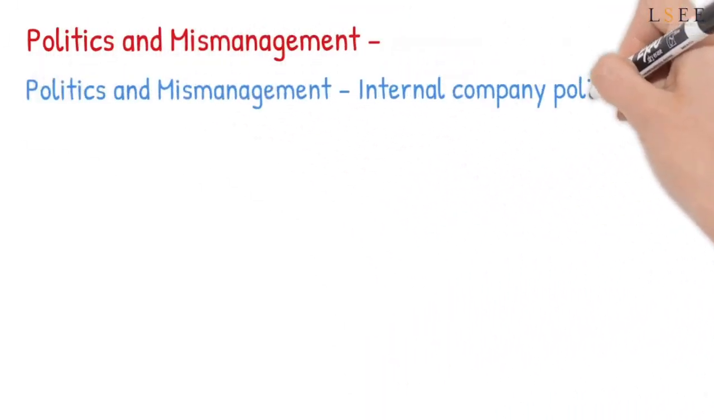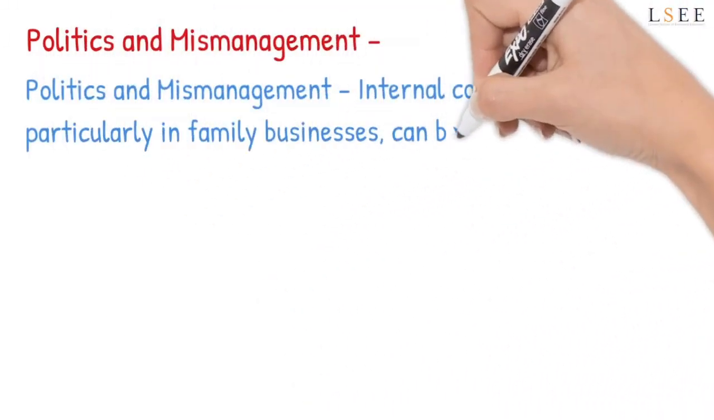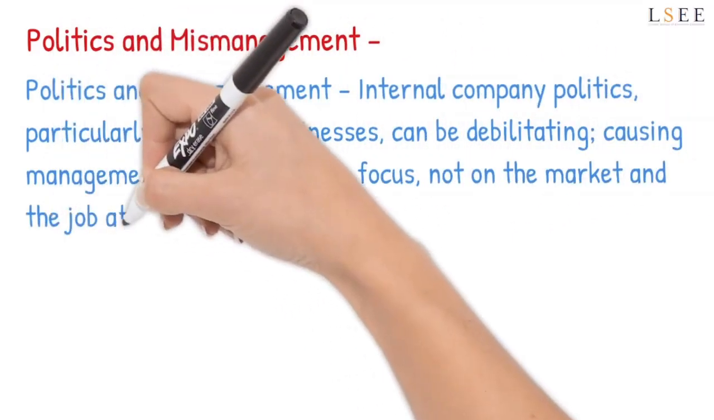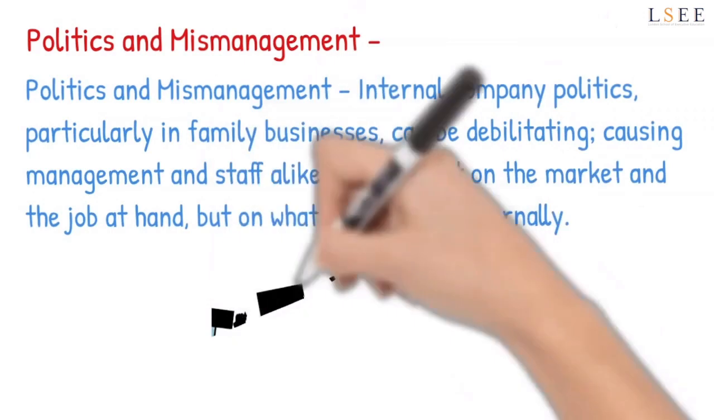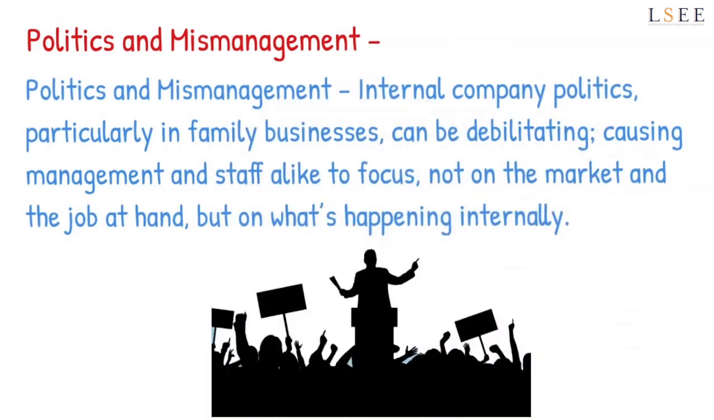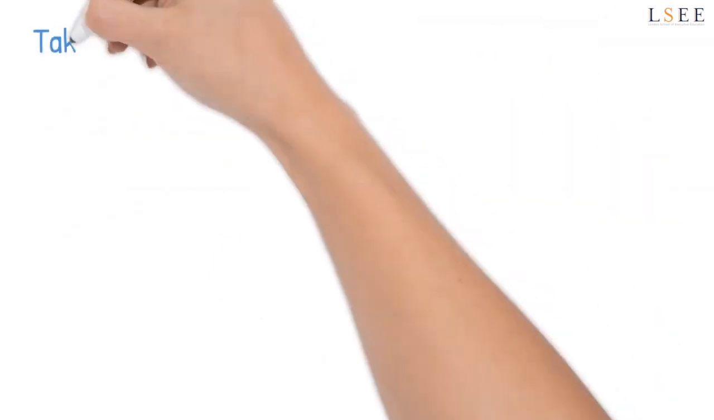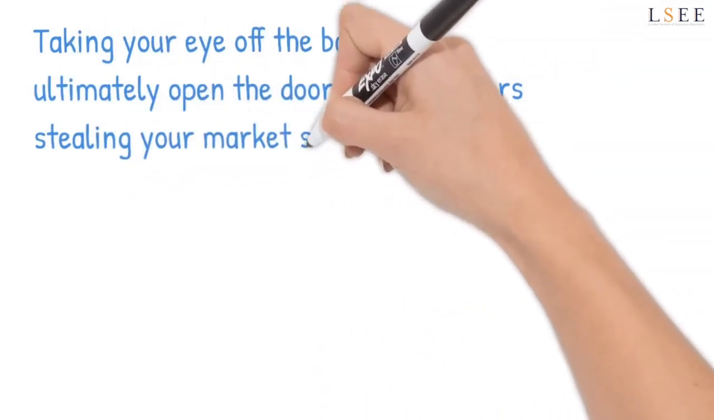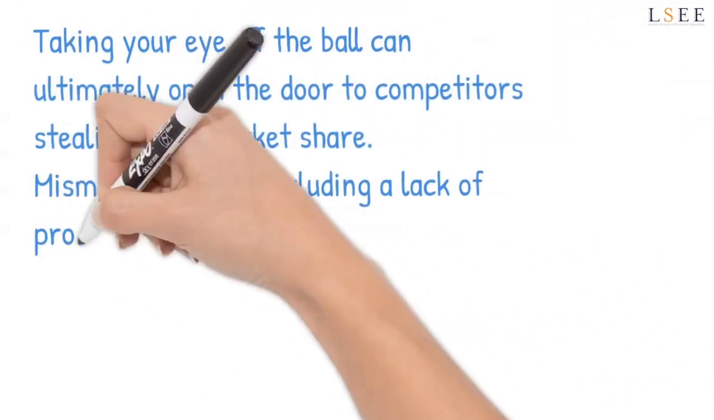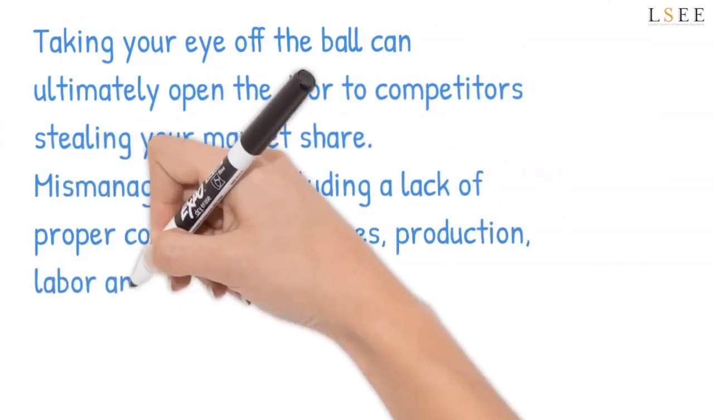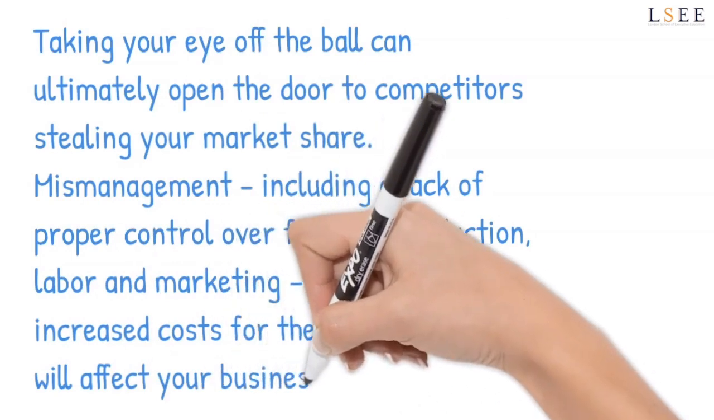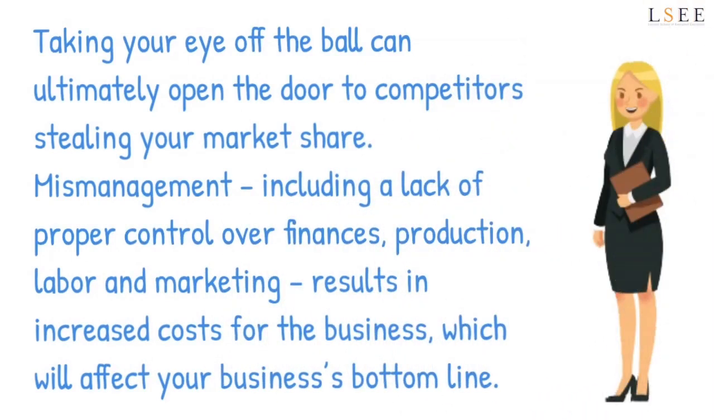Internal company politics, particularly in family businesses, can be debilitating, causing management and staff alike to focus, not on the market and the job at hand, but on what's happening internally. Taking your eye off the ball can ultimately open the door to competitors stealing your market share. Mismanagement, including a lack of proper control over finances, production, labor, and marketing, results in increased costs for the business, which will affect your business's bottom line.